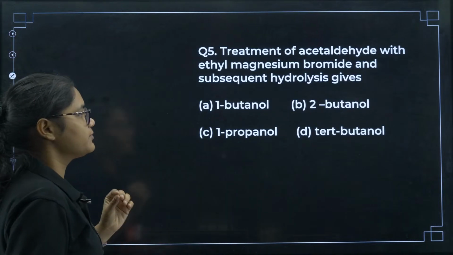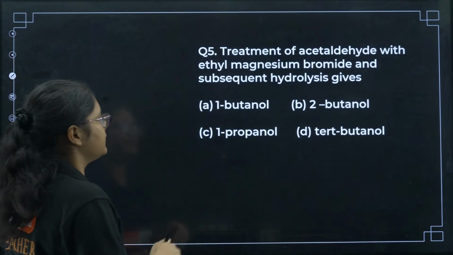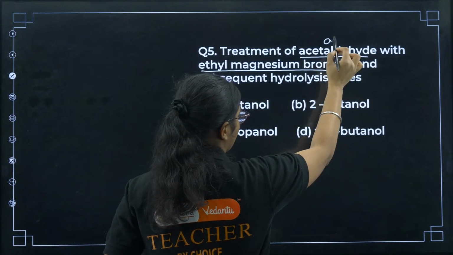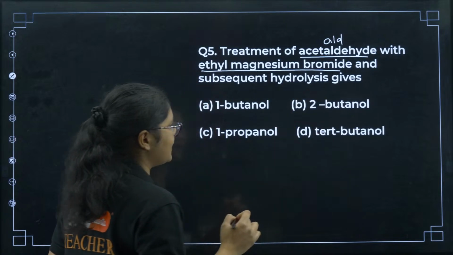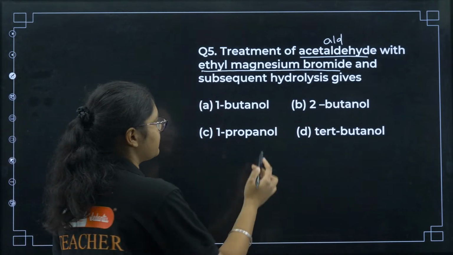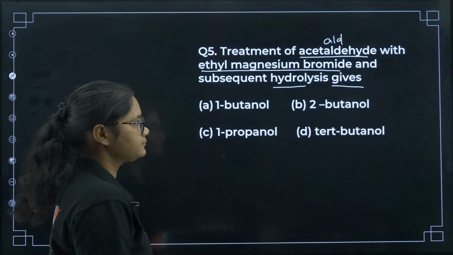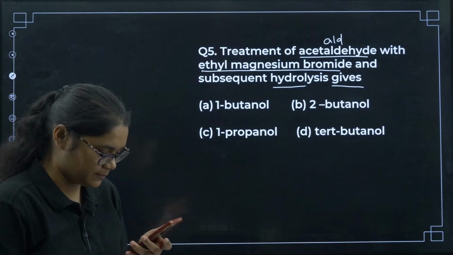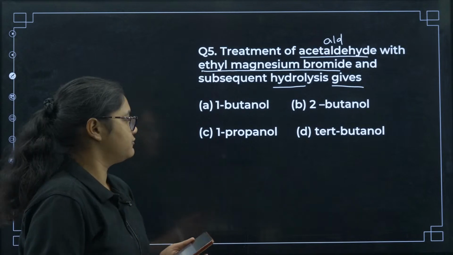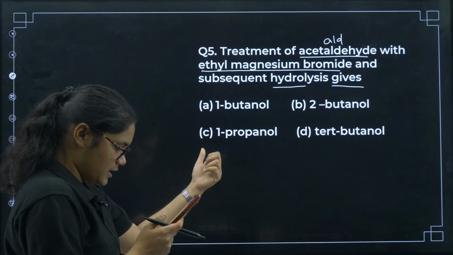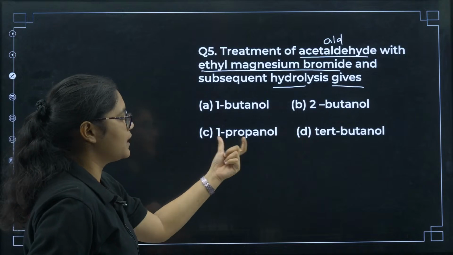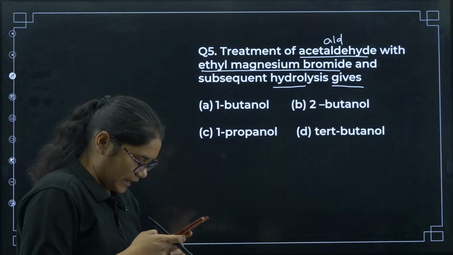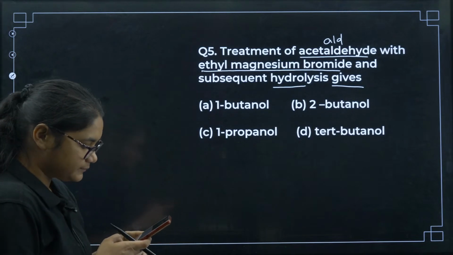Next, question number 5. Treatment of acetaldehyde with ethyl magnesium bromide. Just now I discussed, you have an aldehyde, and we are reacting with ethyl magnesium bromide, and subsequent hydrolysis gives you what? So any aldehyde you are treating with ethyl magnesium bromide, what product will you form? Is it 1-butanol or 2-butanol, 1-propanol or tert-butanol? Yes, what can be the answer for this question?